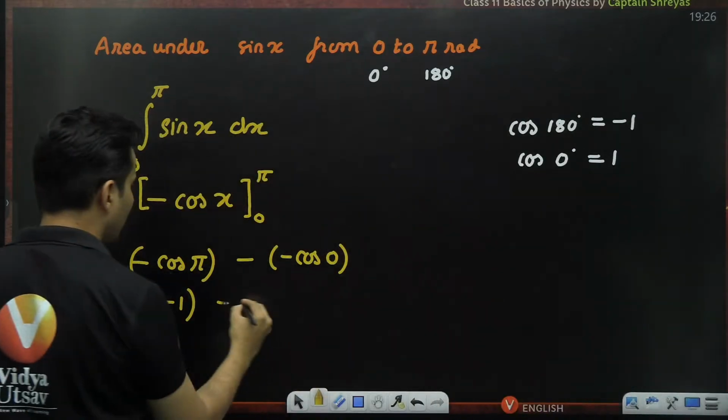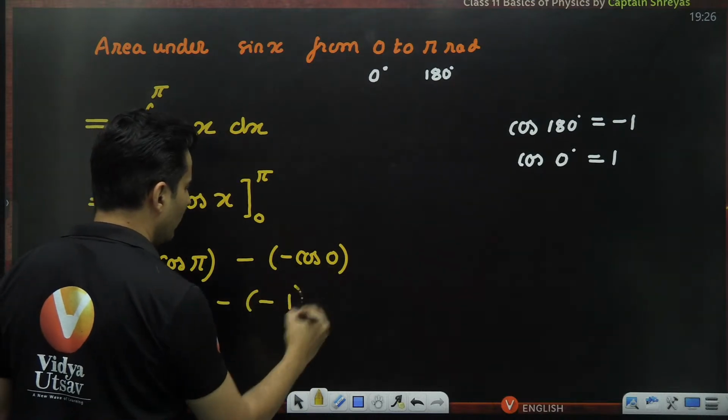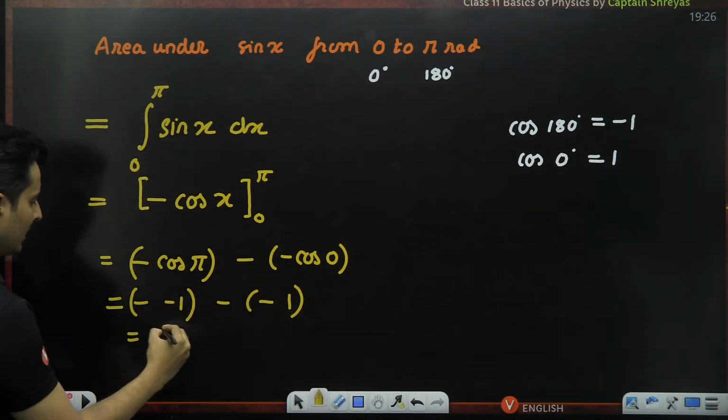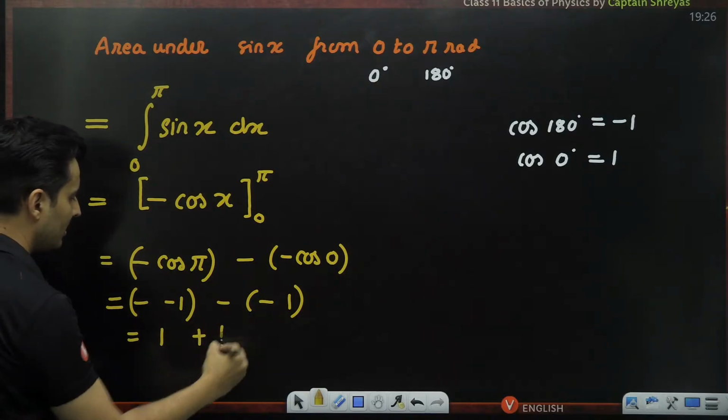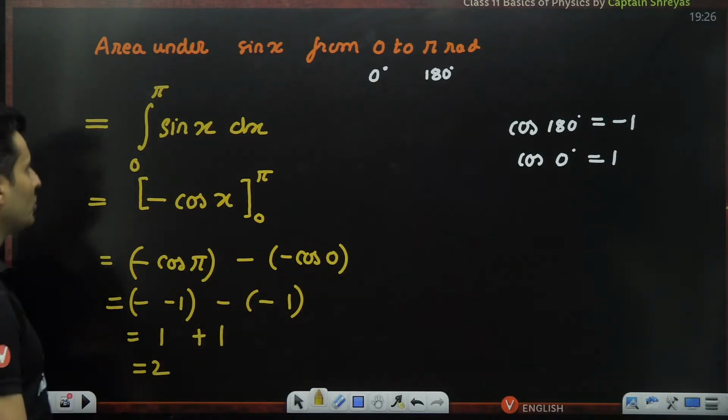So what do I get over here? Minus. Minus cos 0 is just 1. Minus minus 1 is positive 1. Minus minus is also positive 1. So the answer is 2.